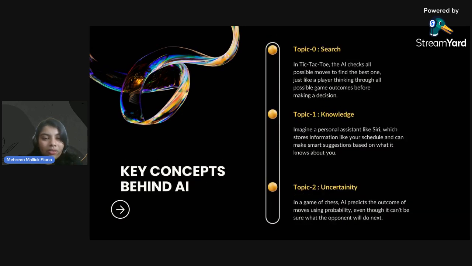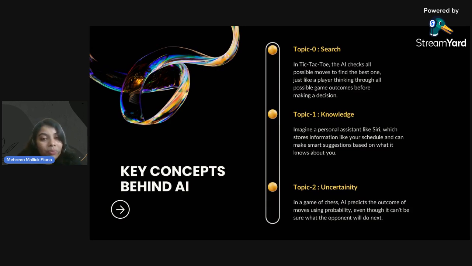The very first topic is search, where I have given an example of a tic-tac-toe game where the AI checks all the possible moves to find the best one. So the AI is searching. How is this AI searching for the best possible outcome before making a decision? We have to know about that, which is a very good topic and a very interesting one. We will start with this one.